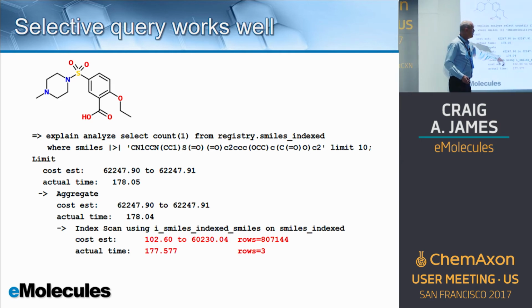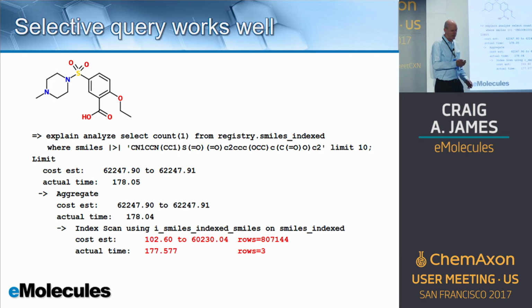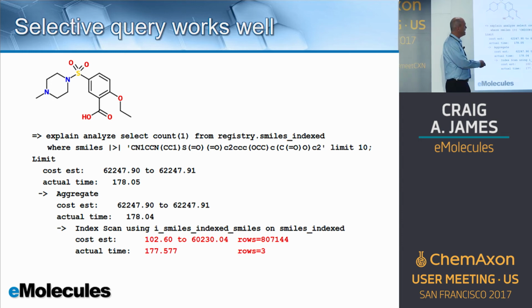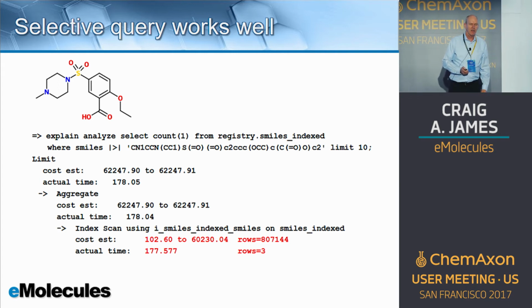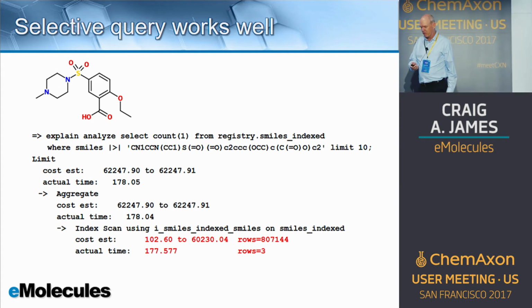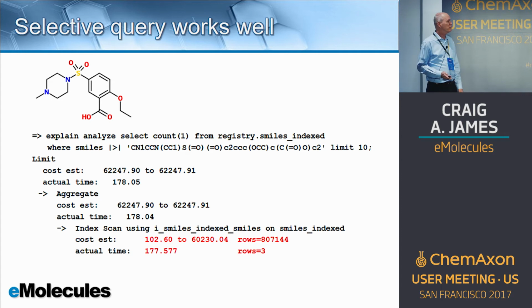It returns 3 rows, and it does this other thing. We have a limit 10. This is the critical thing here at the end of this, this limit 10. That's the thing that's going to screw us up in the next query. There's only 3, so it doesn't have any limit to apply, and it's done in 173 milliseconds. We're pretty happy about this.